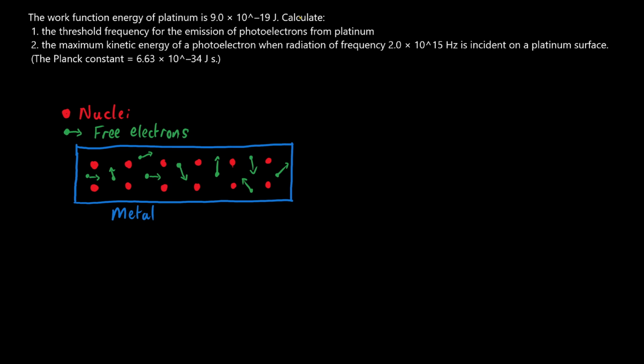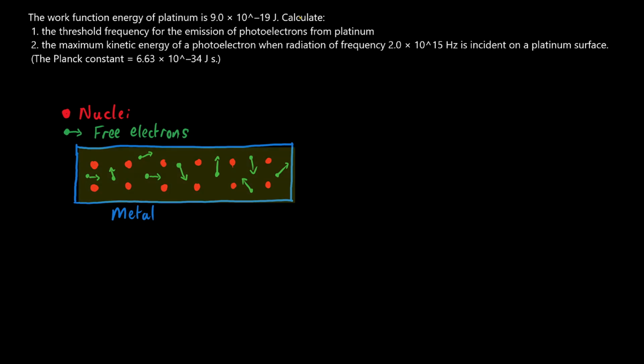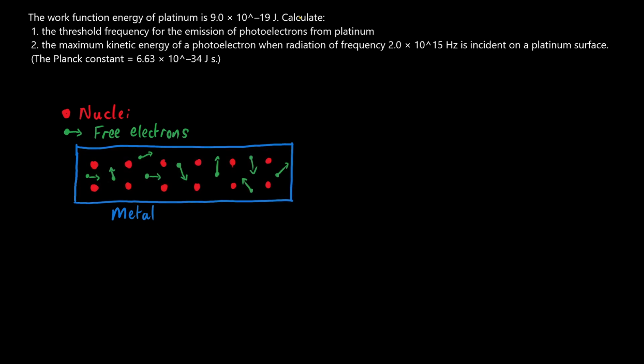All metals have some electrons free to move around. This means they're not attached to the atom itself. But all these free electrons are still held in the metal by electrostatic attraction from the positive charge of each of these nuclei here. But it is possible to eject these free electrons from the metal's surface.